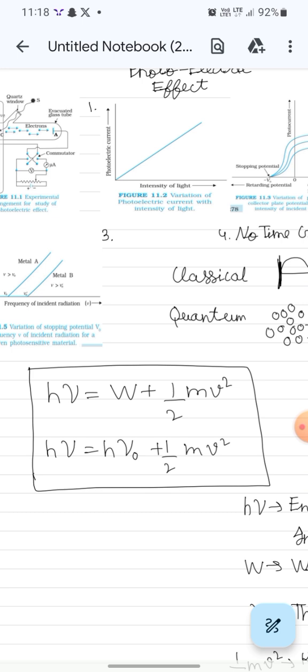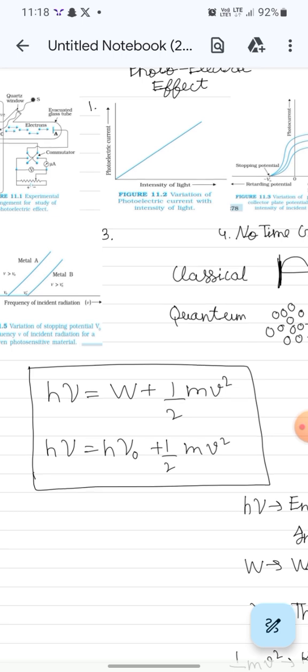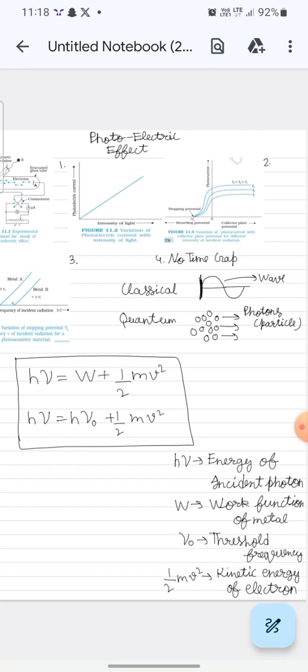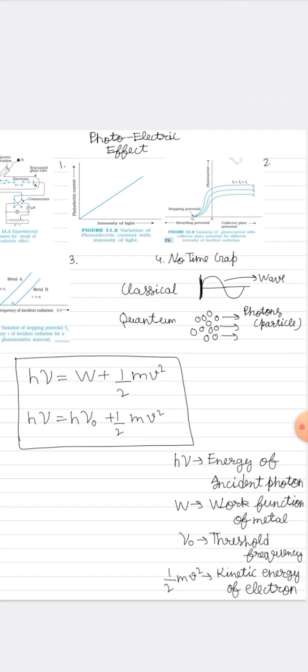Here we have the famous equation of Einstein, which tells that the energy of the photon is used by the electron in two ways. One is getting out of the metal, and the second is gaining kinetic energy. Here h nu is the energy of the incident photon, W is the work function of the metal, and half m v squared is the maximum kinetic energy of the electrons. Einstein also got the Nobel Prize for explaining these results. And thank you.